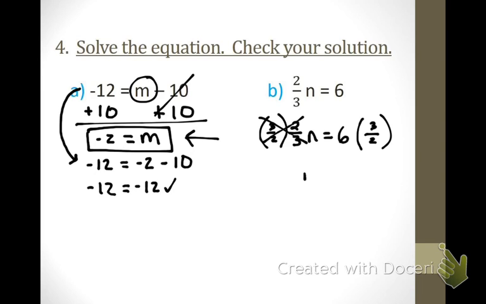Now I have 1n, but I don't really need to keep that 1 there, so I'm just going to keep an imaginary n. Now you can put this in your calculator, 6 times 3/2. 9. If you don't want to use your calculator, you can cross this out, goes to a 1, goes to a 3, and 3 times 3 is 9. But you are also allowed to use your calculator. So n equals 9. Kayla, check it for me, please.